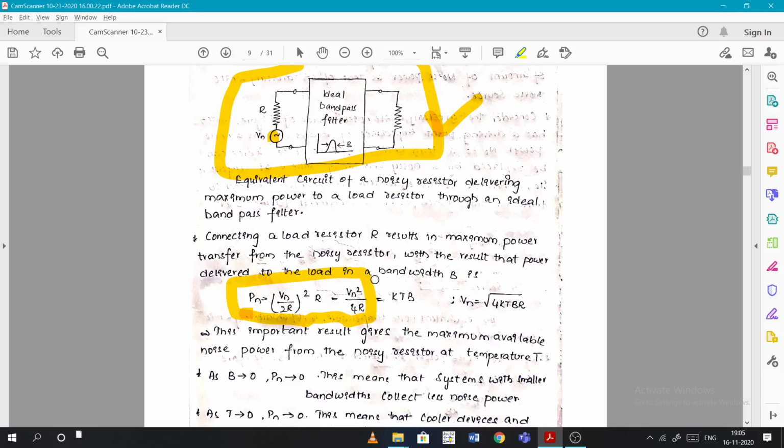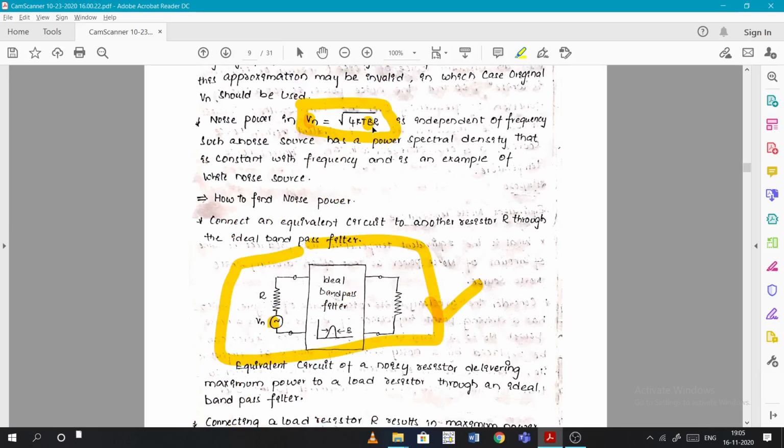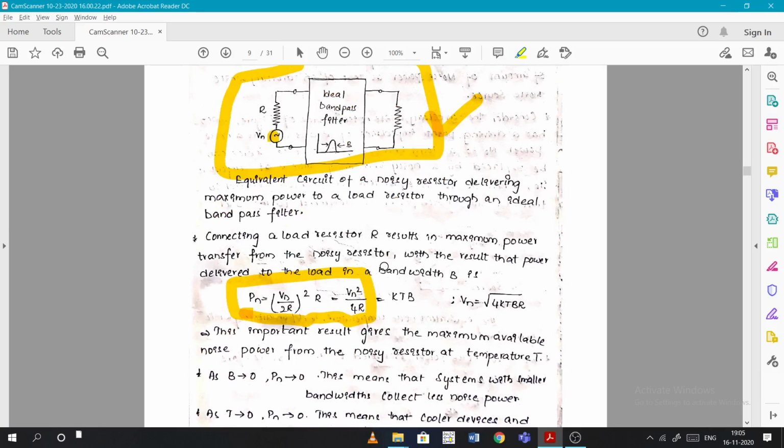We know what Vn is from the above equation: root over 4kTBR. So the root and square will cancel, and the 4 and 4 and R get cancelled, and we are left with kTB. So from this we can finalize that noise power is equivalent to kTB. This important result gives the maximum available noise power for the noise resistor at temperature T.